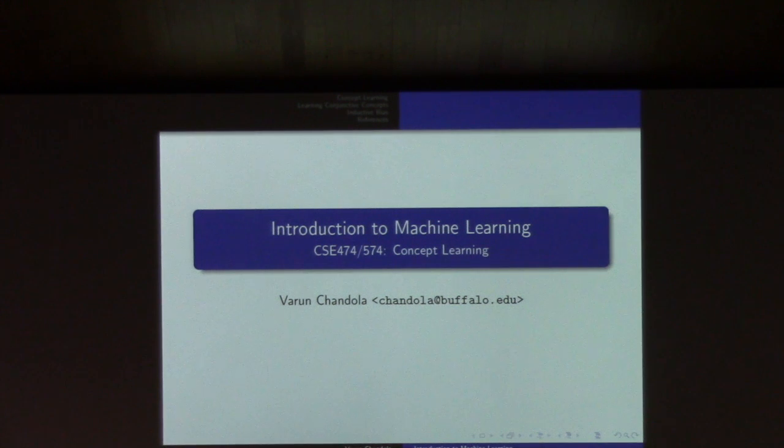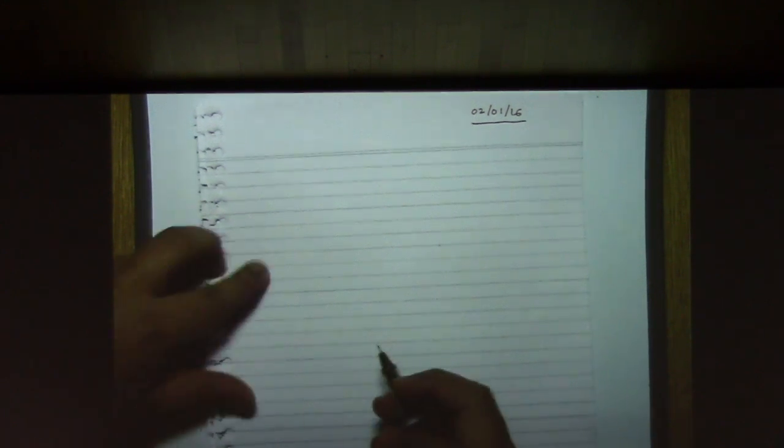Okay. All right. So let's get started. In last class, we were looking at version spaces, right? So version space is essentially a set of all hypotheses that are consistent with your training data set. Okay. So we looked at a few terms.